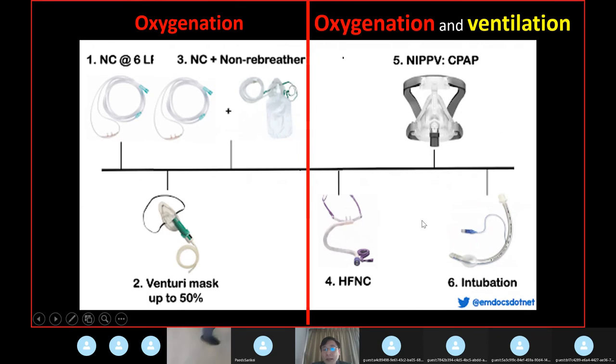This can be provided by either a high flow nasal cannula, a non-invasive ventilator, or an invasive ventilator. So these three important modalities provide ventilation. Oxygenation mainly concentrates on improving the oxygen content. Ventilation is more towards carbon dioxide exchange, as a general rule.